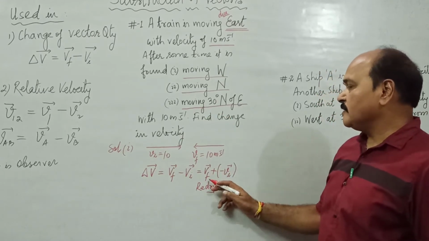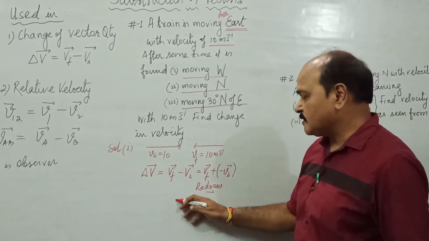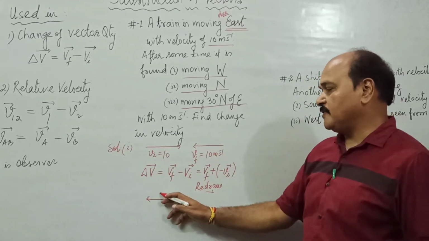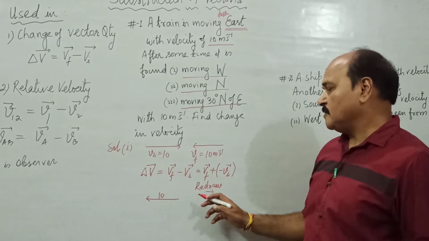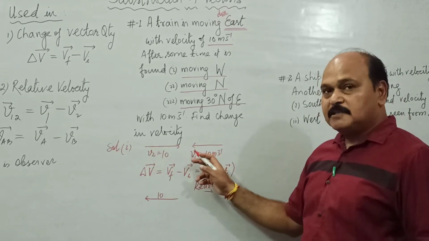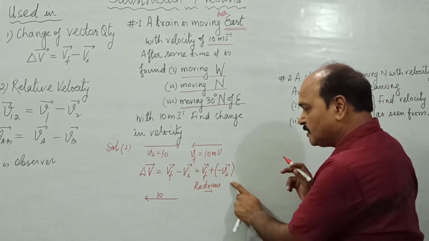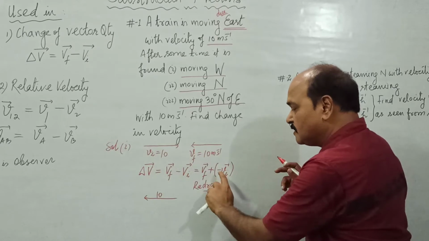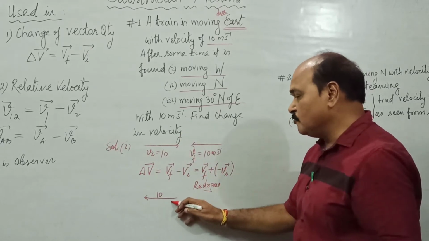See, what is VF? VF is a vector due west. This is vector due west. This is VF, 10 meter per second. What is VI? VI is due east. And what about minus VI? Minus VI, this is what we are supposed to draw. VI is due east, so minus VI would be where? Due west.